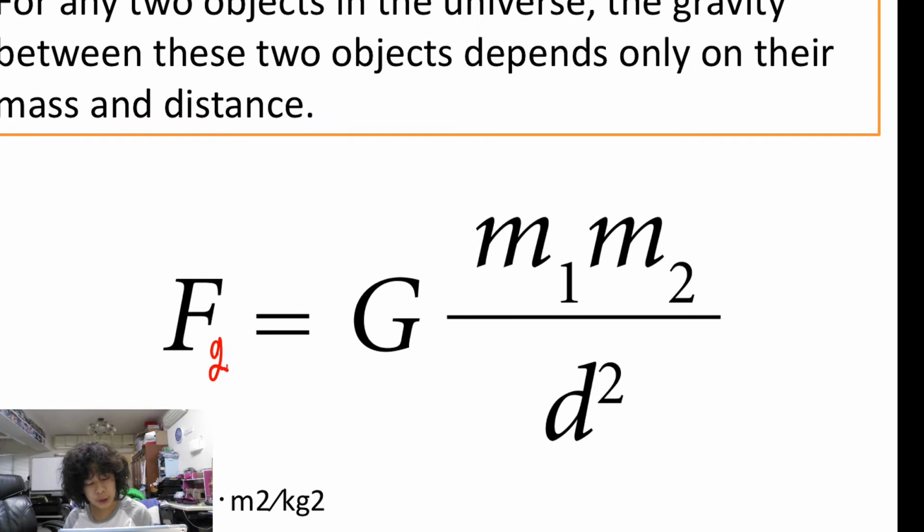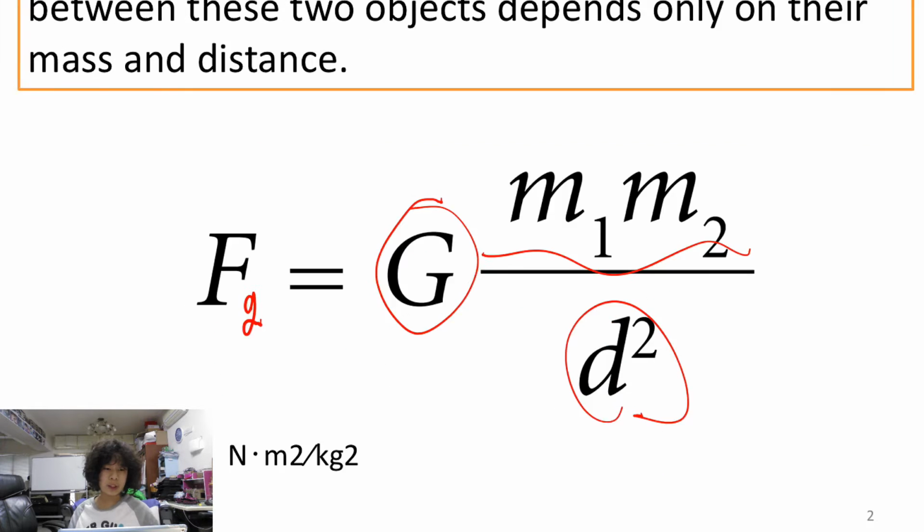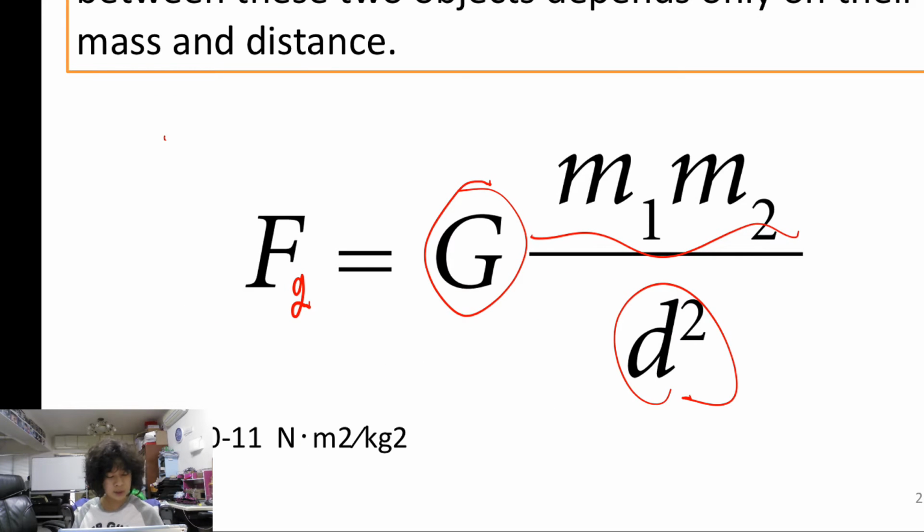When you see this G, this is a constant, and this m1 m2 is the mass of the two objects, and d is the distance. And the G is a constant about 6.67 times 10 to the negative 11th power. And now I'm going to do something.